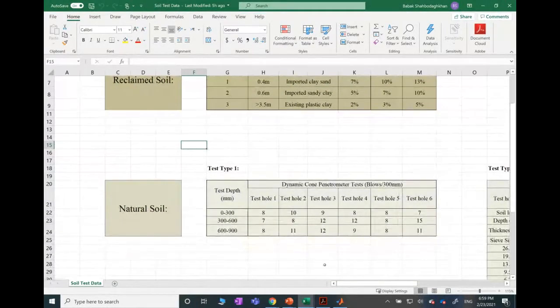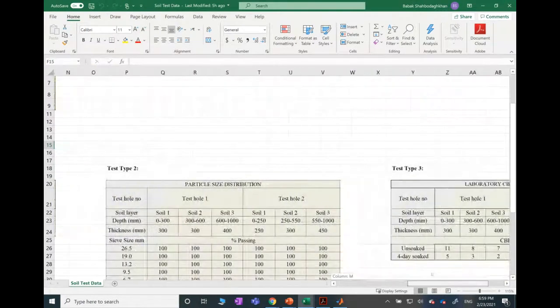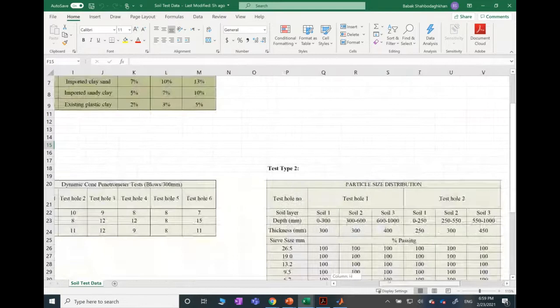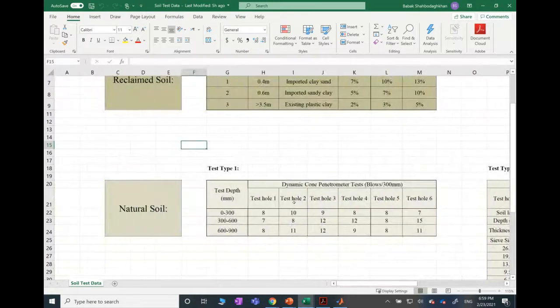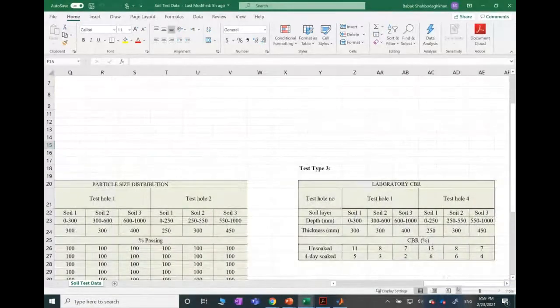But for natural soil, as I mentioned, we need to conduct 3 different types of tests. That is the reason I provided you with the dynamic cone penetrometer test results, laboratory CBR test results, as well as the particle size distribution or classification test results.